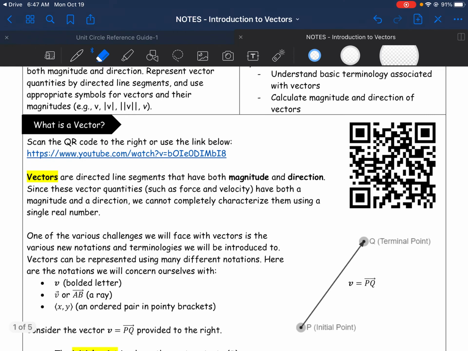So what is this idea of a vector? Well, if you scan the QR code or look at the link attached here in the document, you'll be taken to a cute little video that gives a very quick and simple introduction to what a vector is. But essentially, a vector is a directed line segment that has both a magnitude and a direction. Now, these vector quantities, some examples of them are force and velocity from physics. Since they have both a magnitude and a direction, we cannot simply characterize them using a single real number.